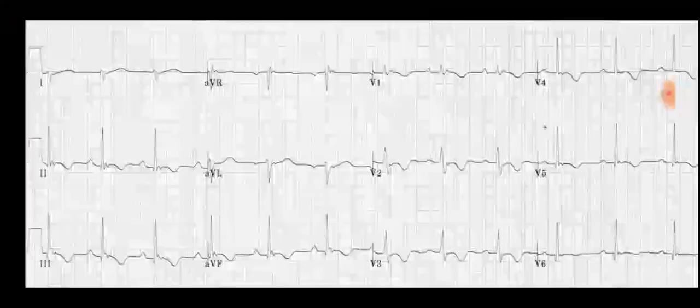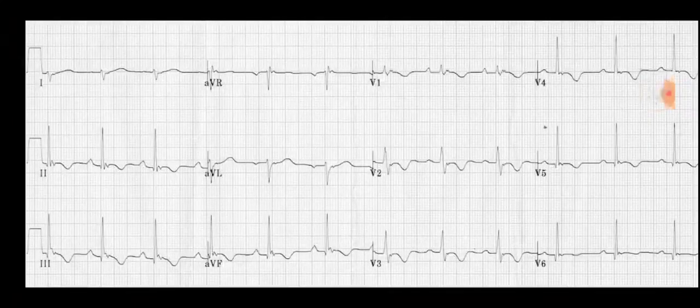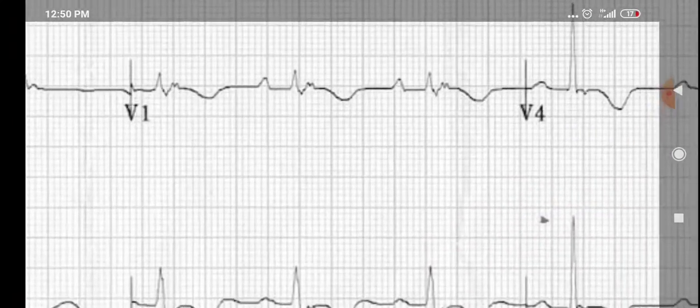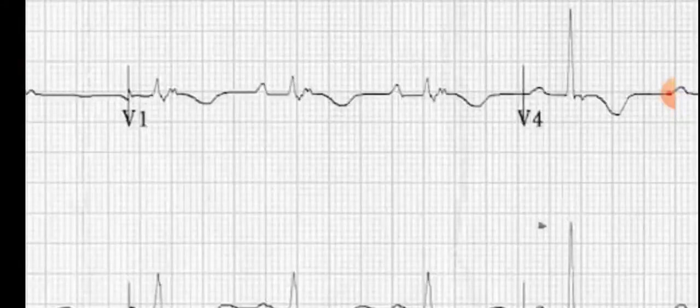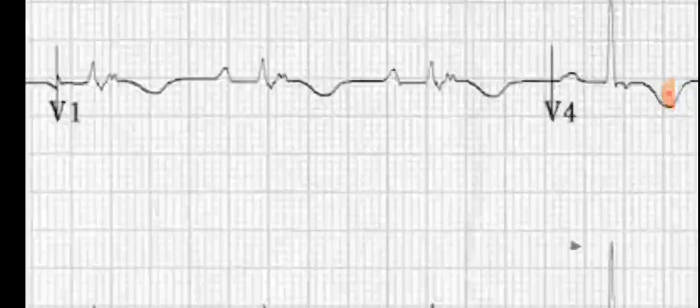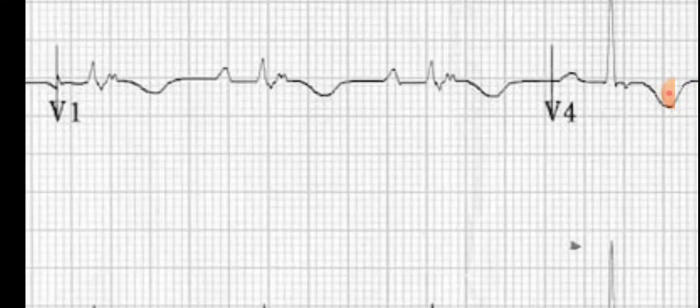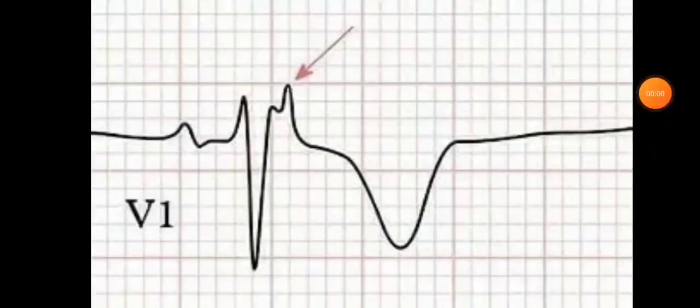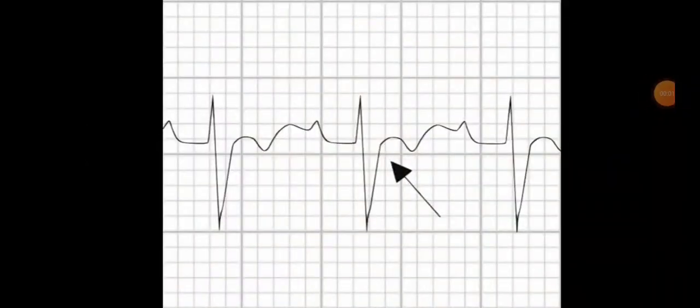Additionally, there are T wave inversions, and if I just maximize it or focus on it, we can clearly see the presence of a small deflection or a small wave followed by the QRS complex. This is an even clearer picture of the epsilon wave. Note the arrow that indicates it. In this picture, the ECG shows the typical broadening of the upstroke of the S wave in case of ARVC.